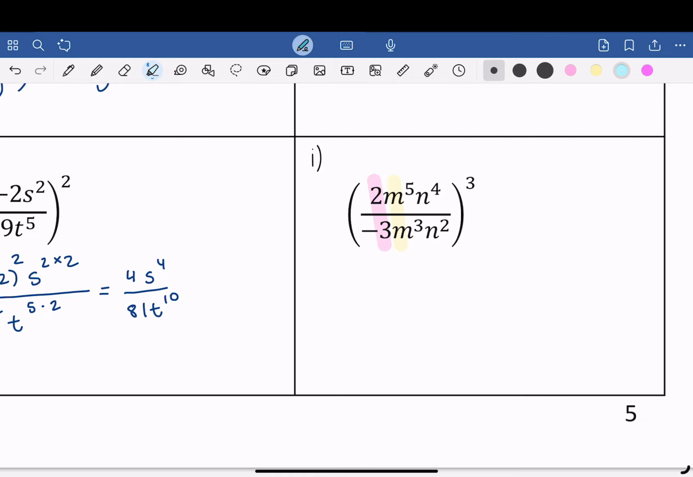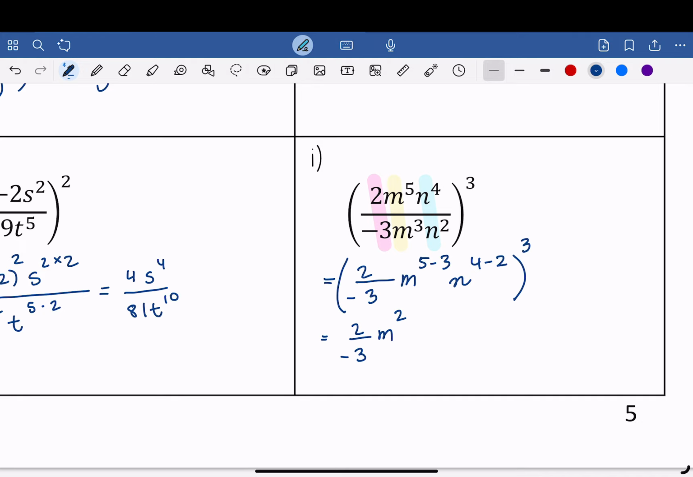We have the variable n, that's the same, to the power of 3, which is equal to 2 over negative 3, and then m to the power of 5 minus 3, n to the power of 4 minus 2, close the brackets, to the power of 3, which is equal to 2 over negative 3, m to the power of 2, n to the power of 2, in brackets, to the power of 3, which is equal to, I'm now going to distribute the 3 to the 2, to the 3, then to the 2, and to the 2.